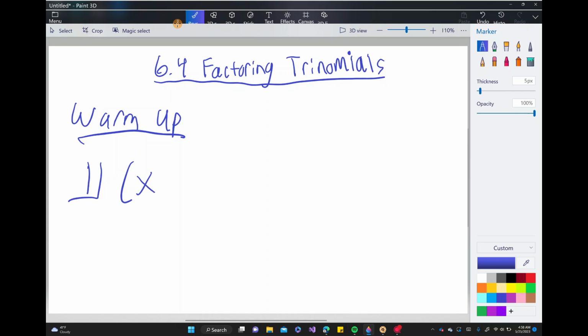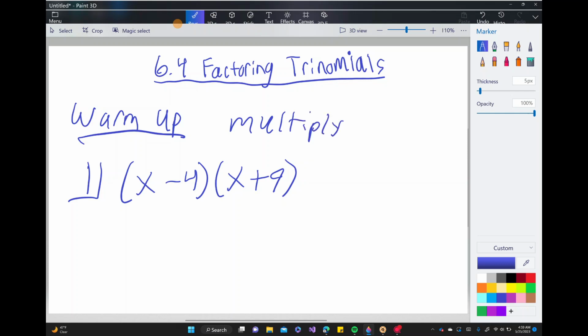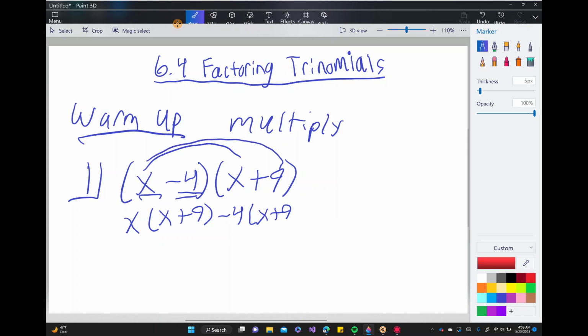Let's say we have x minus 4 times x plus 9. And we're just going to multiply this together. So I'm taking this x, and I'm going to multiply x by x plus 9. And then I'm taking this negative 4, and I'm also multiplying it by x plus 9 here, right? First, outer, inner, and last for FOIL, all right?